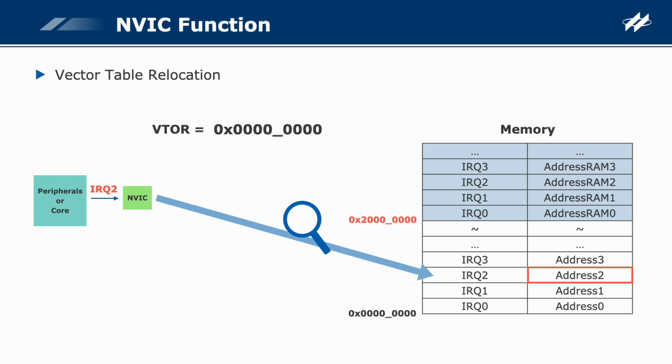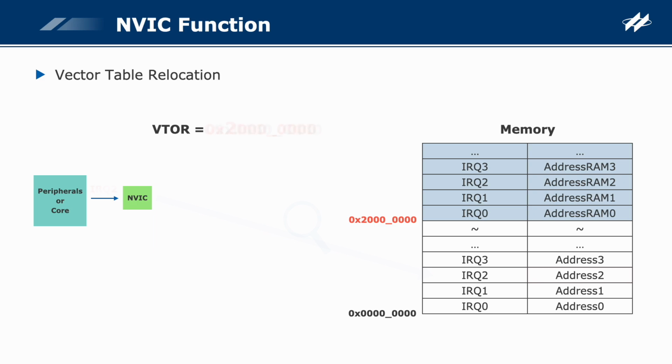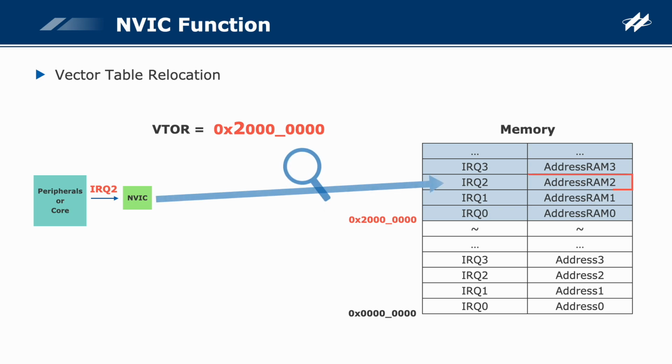Suppose the vector table address is relocated from flash address 0 to the address hex 20000000 in SRAM. The VTOR would be modified to the SRAM address. When the NVIC receives IRQ2 again, the system will recognize SRAM as the starting address of the vector table, look up the table and jump to the new ISR starting address, address RAM2, to execute.